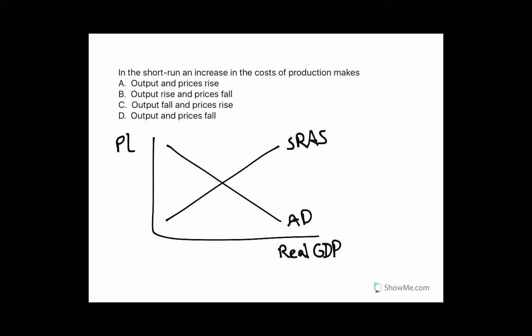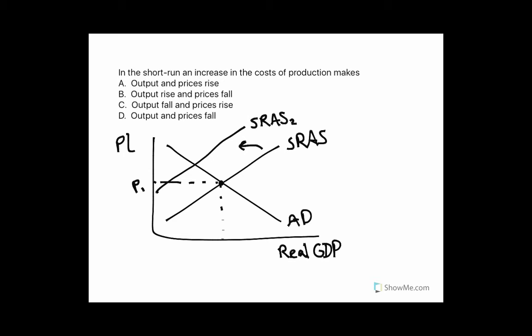suppliers will start to earn less profit because, so we're starting here. We don't say yet that price level changes, so if we stick with the same price level and cost of production increase, then it's less profitable for suppliers. That means that they'll produce less in the short run.